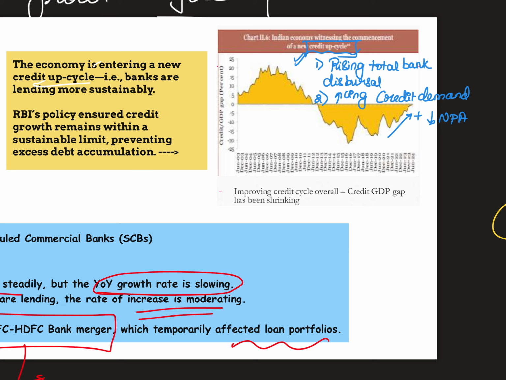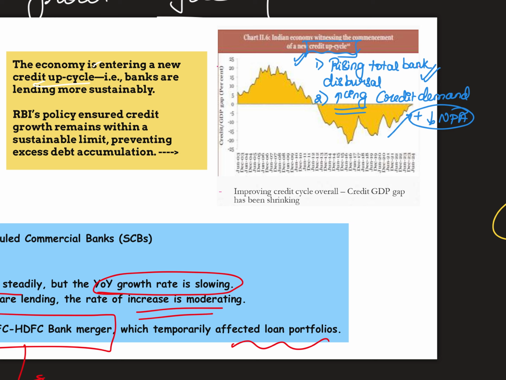Note that I'm not saying that in a credit up cycle, banks are not giving loans at all. Banks are definitely improving their credit disbursal. Total bank disbursal is rising, but the rate of growth is slowing down because banks don't want to give loans to risky customers. So there is increasing credit demand, but only by ensuring that their NPAs, that is the non-performing assets, are under check. These two points should be kept in mind. A new credit up cycle does not mean stopping loans. An economy cannot afford to stop loans.